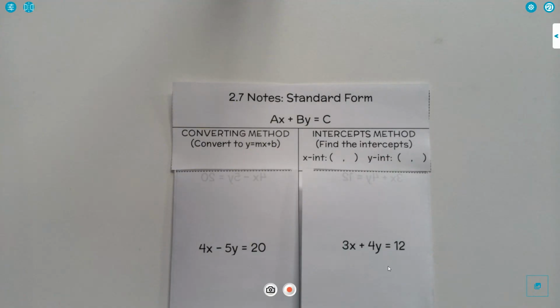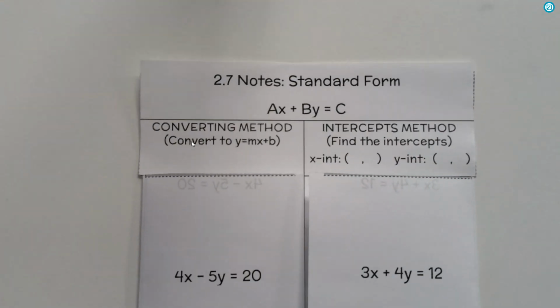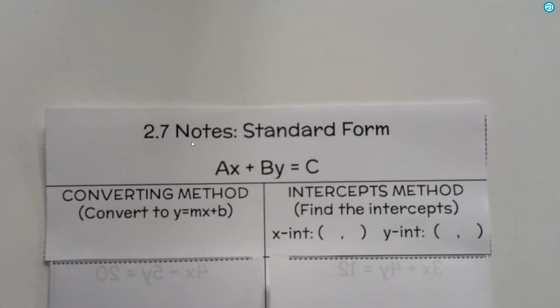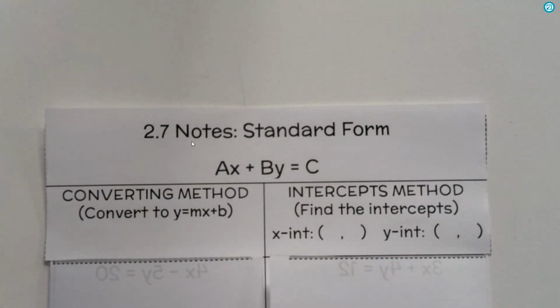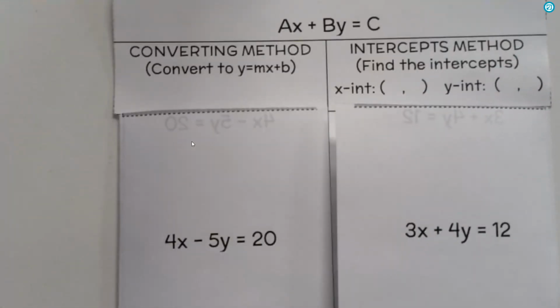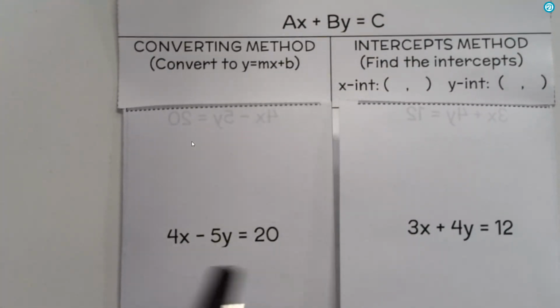Okay, so standard form is another way that we can be given the equation of a line. Standard form is ax plus by equals c. A, b, and c are numbers. So if you look down here, 4x minus 5y equals 20. So that's our a, our b, and our c.